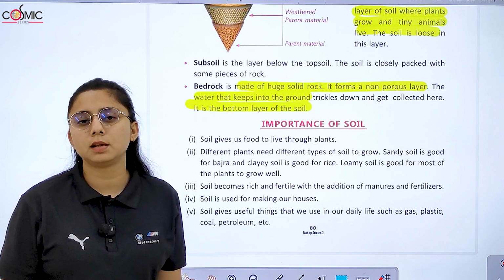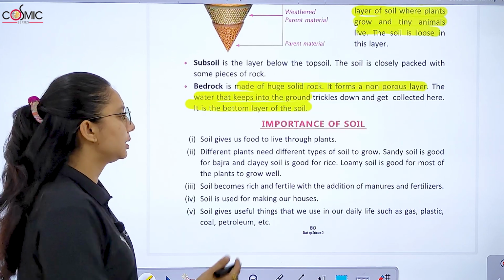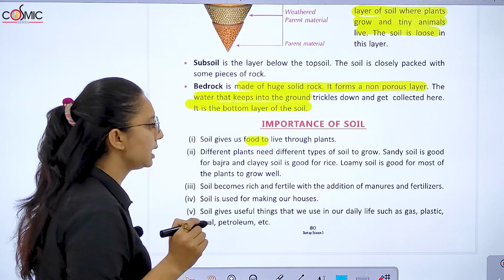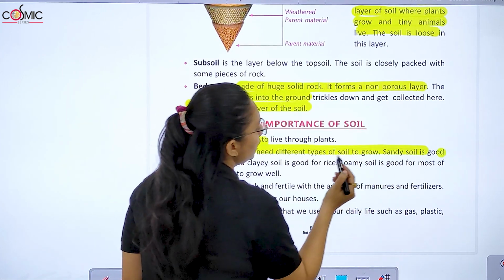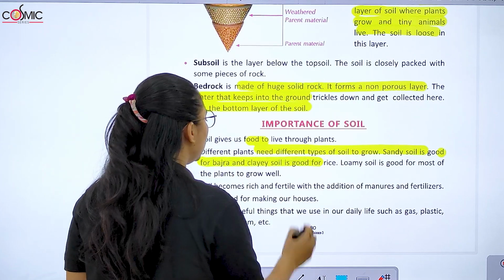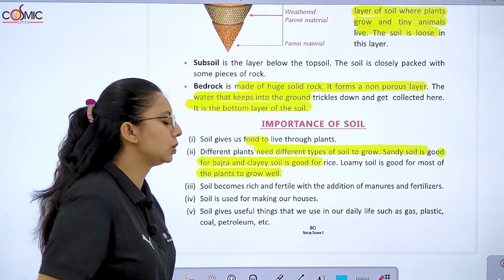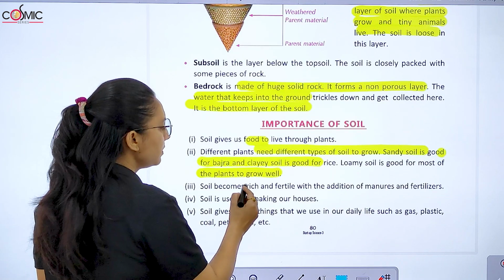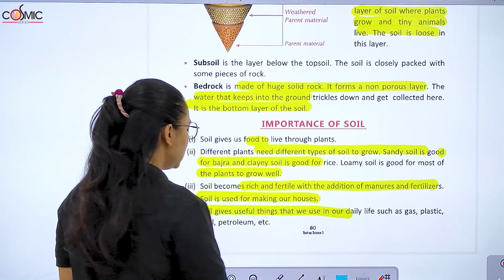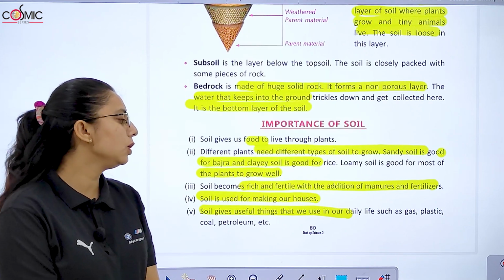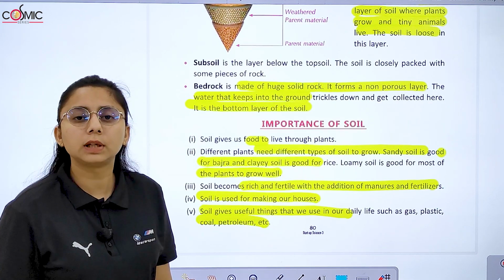Next is importance. We need soil. Soil की बहुत importance है. First is it gives food to live. भाई इस food देता है. हमें कहाँ से मिलता है? Different plants need different types of soil to grow. Sandy soil is good for bajra and clay soil is good for rice. और जो loamy soil है, it's good for most of the plants to grow well. Soil becomes rich and fertile with the addition of manures and fertilizer. It is used for making our houses. It gives useful things that we use in our daily life like gas, plastic, coal, petroleum. Right?